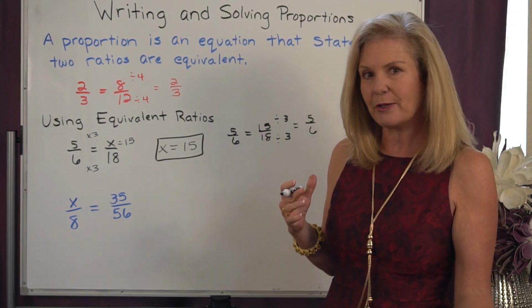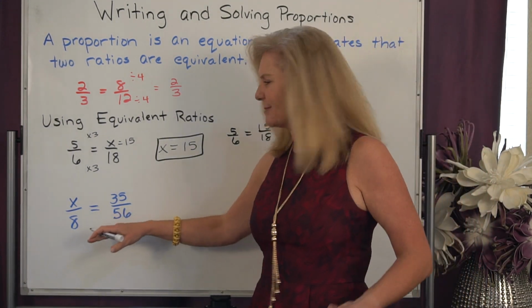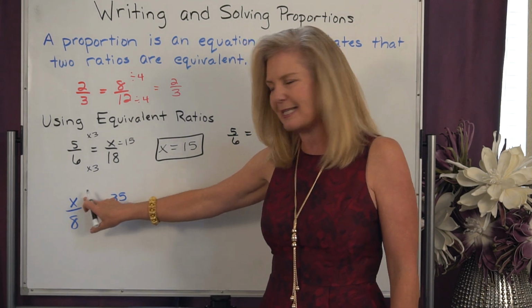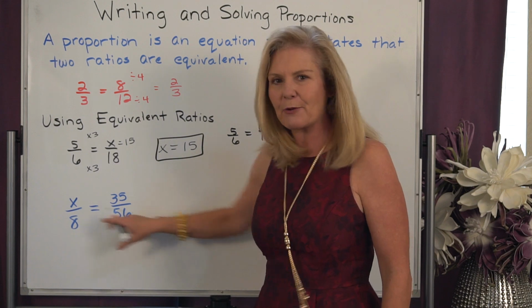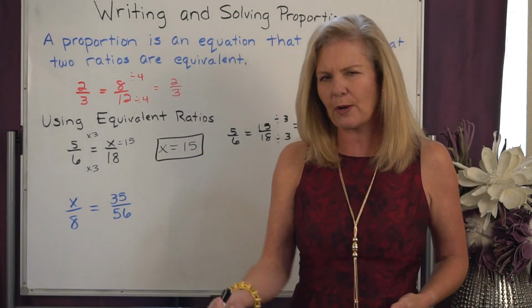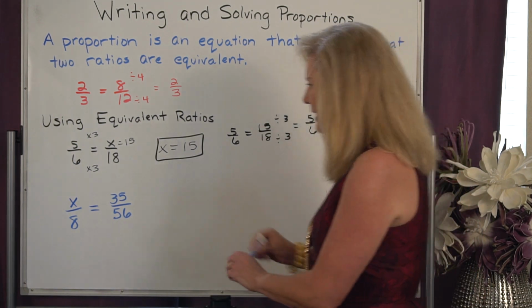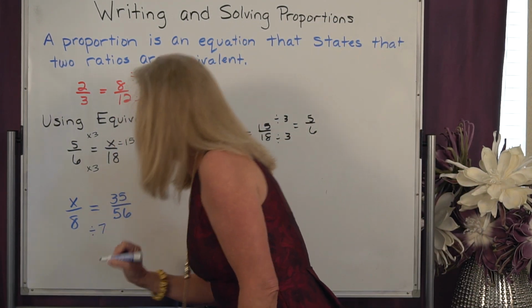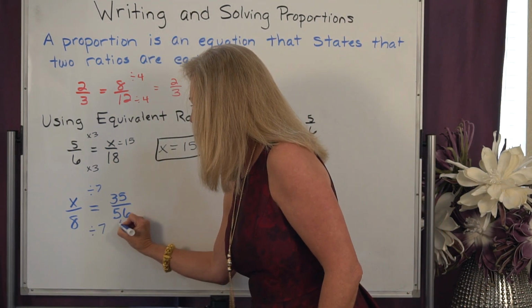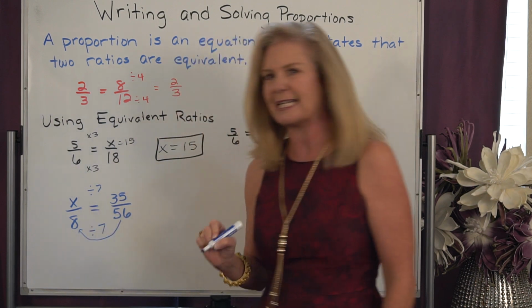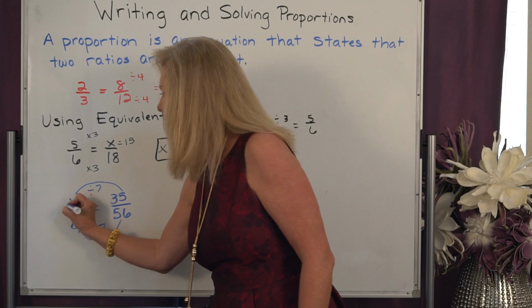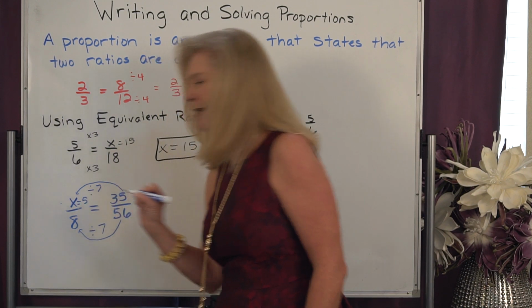Now sometimes you have to reverse the direction. So again, I'm taking a look at what numbers are given to me. But because x is in the first position, I actually go backwards on this. And I think to myself, I'm starting with 56. How do I go down to 8? Well, I know that I can divide by 7. And whatever I do on the top, I do on the bottom. So I'm thinking to myself, 56 divided by 7 is 8. Therefore, 35 divided by 7 has to be, and I'm thinking, 5.